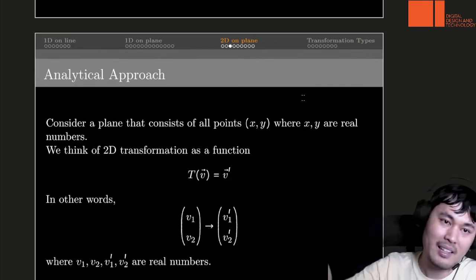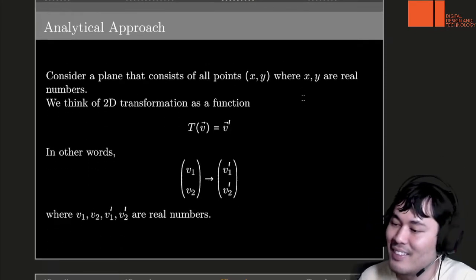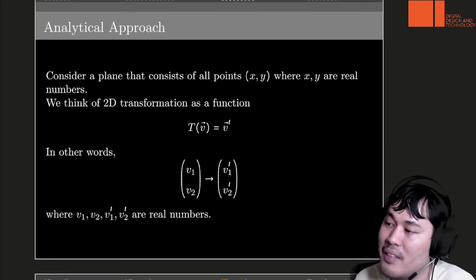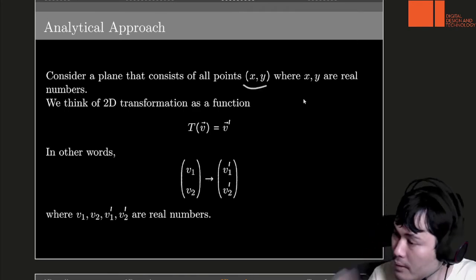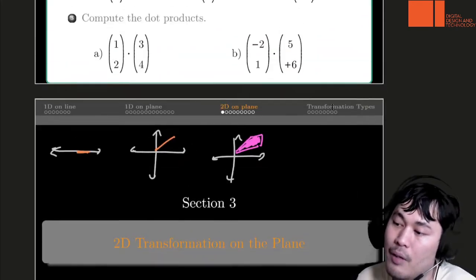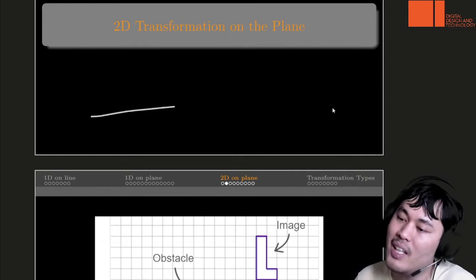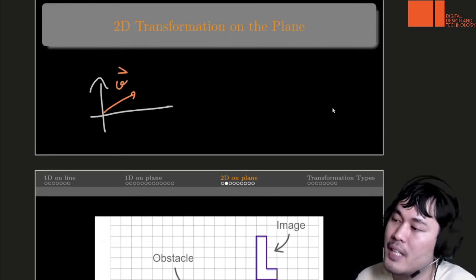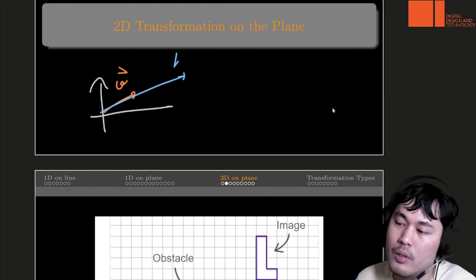So in the analytical approach, we think of points as x, y. So at first, when we talk about vectors, we can see that okay, we can have a vector v and scale it up to k times v.